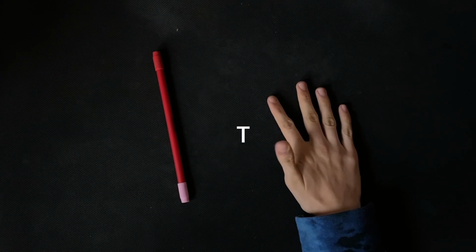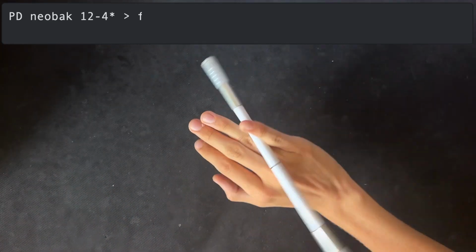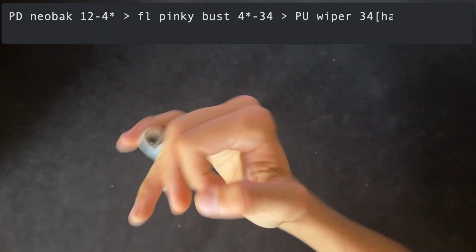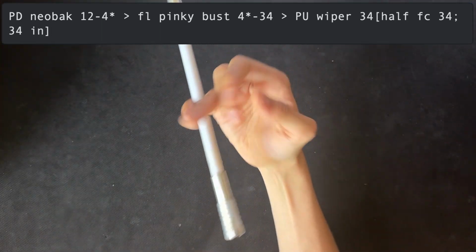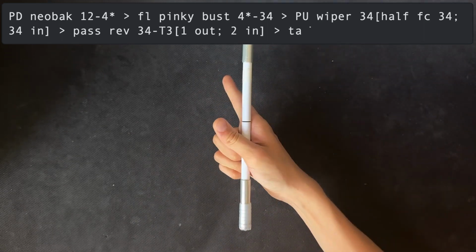Remember, numbers are fingers to represent finger slots. We start with a palm down near back from 1-2 to 4-star, followed by a fingerless pinky bust to 3-4. Next is a palm up wiper in 3-4 with half of C3-4 and 3-4 in, followed by a pass reverse to T3 with 1 out and 2 in. The linkage finishes with a thumb round to thumb flap.